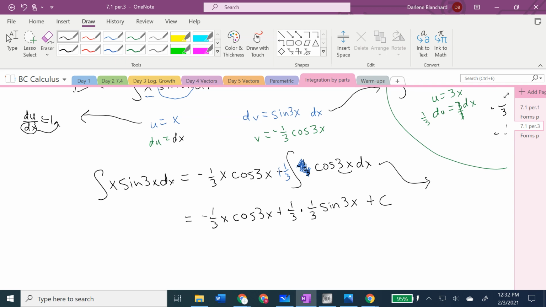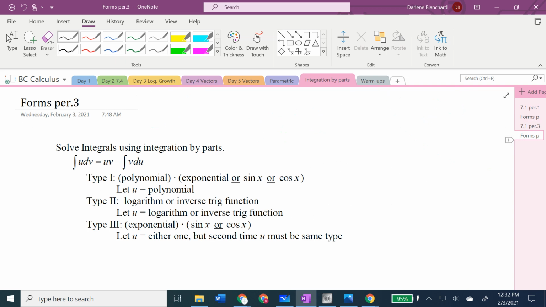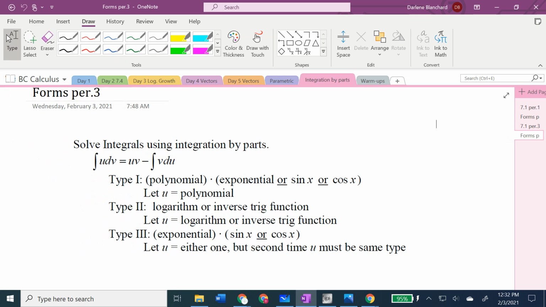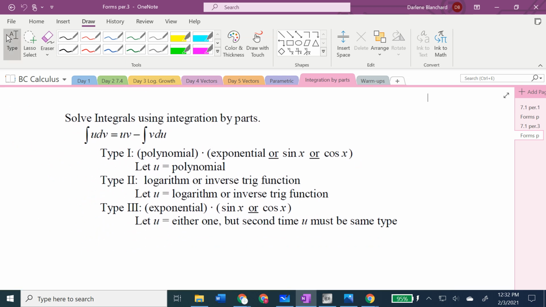So I'm going to present you with the forms. These are the forms. I plan to post some notes up during period 4. I'm going to put things together and put up some notes and maybe some annotated notes on top of that. You just did a type 1. A type 1 is where you have some polynomial multiplied by either a sine x or a cosine x or an exponential function. Typically, though, it's e to the x.